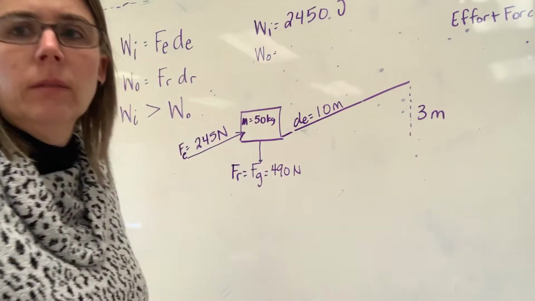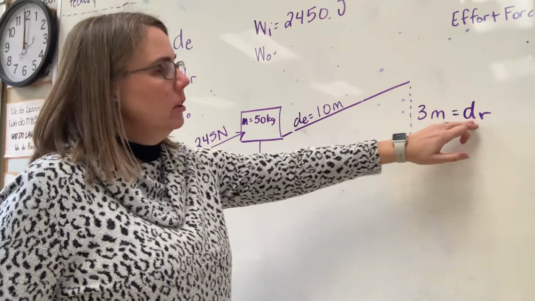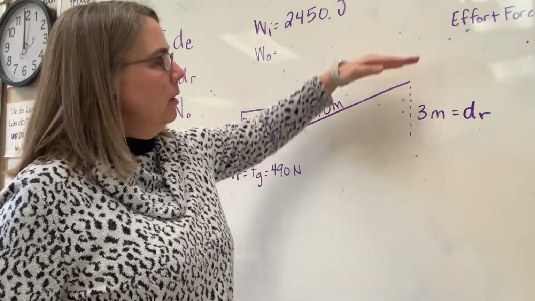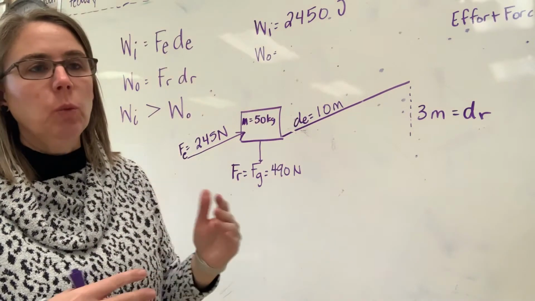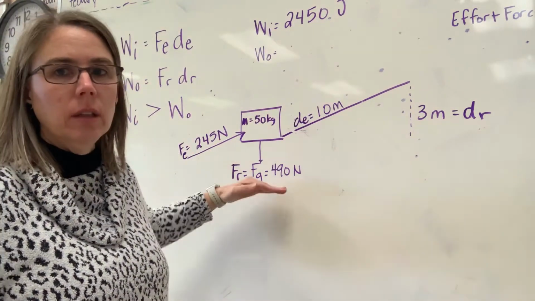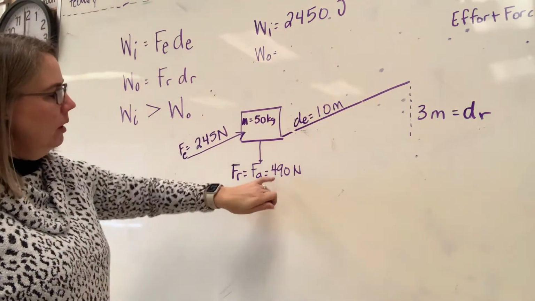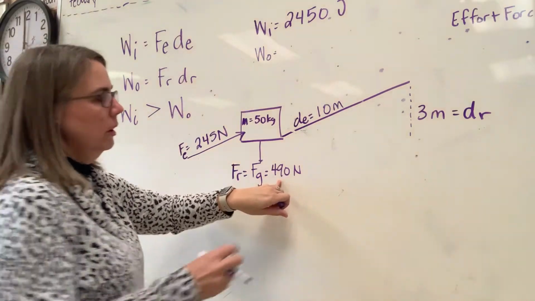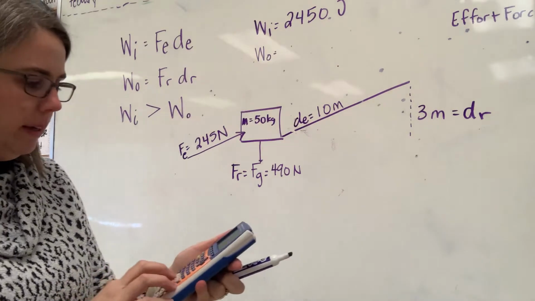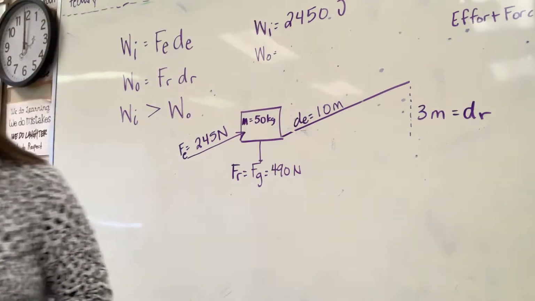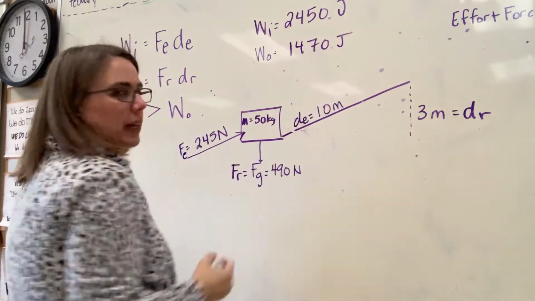So I want to lift this box 3 meters. That's the displacement of the resistance. I want to get it from here up to here. Now, obviously, I know I actually move at 10, but what's the purpose of the machine? Why did I use the machine? I used the machine to lift this box 3 meters. That's why I was hired. So to find the output work, it's just simply the resistance force times the resistance distance. I can't do 490 times 3 in my head. It's 1470, so 1,470 joules. That's the output work.